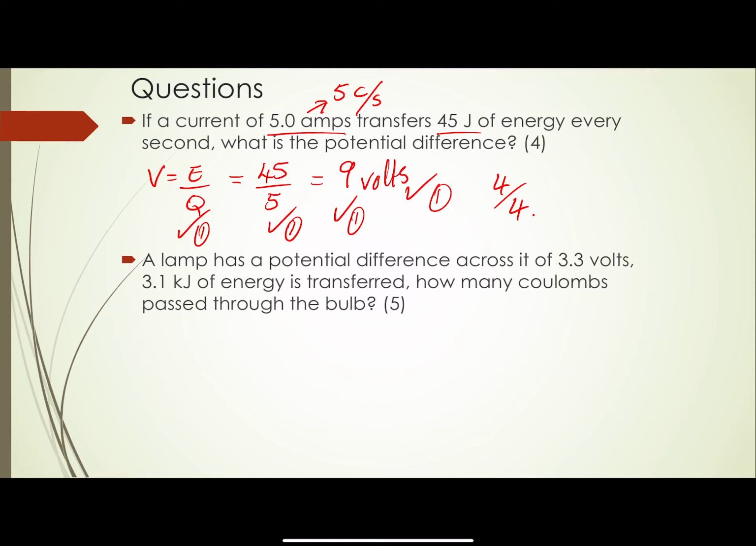Okay, I'm going to carry on now and I'll go through the answer for the second one. A lamp has a potential difference of 3.3 volts. That's 3.3 joules per coulomb. And 3.1 kJ of energy is transferred. How many coulombs pass through the bulb?